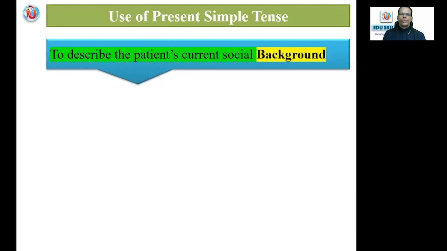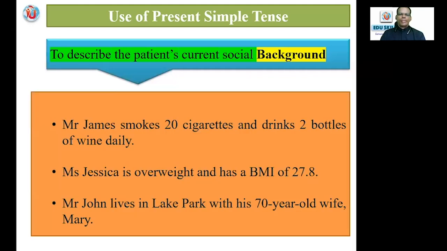What tense has to be used? Tense is the crux of communication, I tell you. Tense decides the impact, the meaning, and what the reader understands about your patient. For example, Mr. James smokes 20 cigarettes and drinks 2 bottles of wine daily. This is the background given, the social background, so this is simple present tense. You have to construct sentences from case notes in the simple present tense. There is no confusion; it's crystal clear.